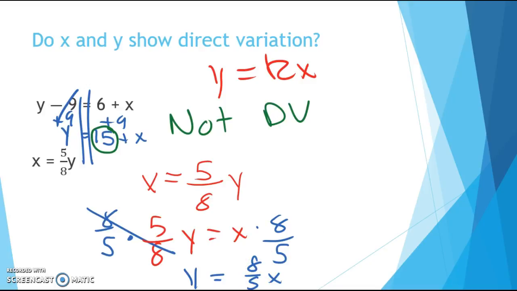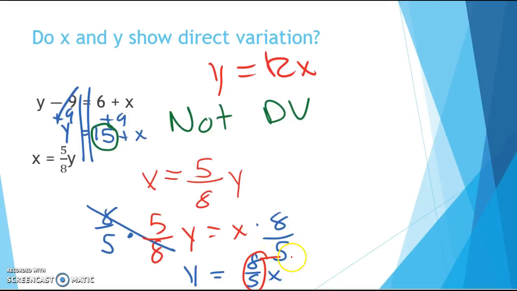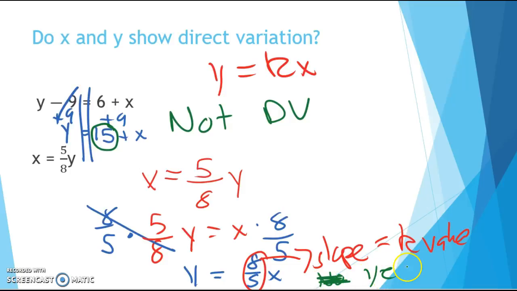So another question that I could ask you is, what does this 8/5 mean? The correct answer would be this 8/5, that's my slope, which is the same thing as my k value. Okay? And then the other question I would ask you is, is this direct variation? You would say yes, this is direct variation because I don't have anything after the 8/5 x. There's no plus anything, there's no minus anything. We're just left with 8/5 x, where 8/5 is my slope.